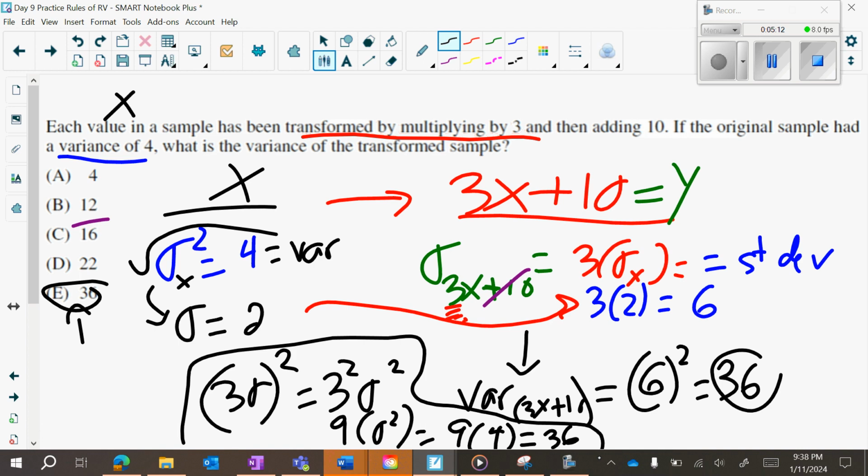So I first square rooted to get the standard deviation, then I multiplied the 3 times the 2 and I got 6, and then I squared it back up to get the 36. But maybe some of you will understand that if the 3 is being multiplied by the standard deviation, it will become squared to become 9 and then multiplied by the variance.